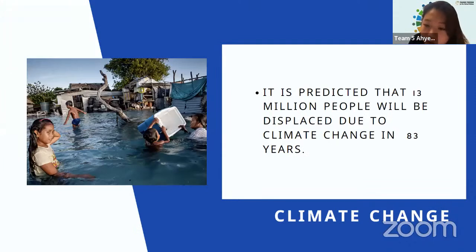It is predicted that 13 million people will be displaced due to climate change in 83 years. However, climate change is not a valid reason for asylum officially. In 2013, a climate change refugee from Kiribati was refused asylum by the New Zealand High Court. However, as climate change worsens, these laws may need to expand their scope.